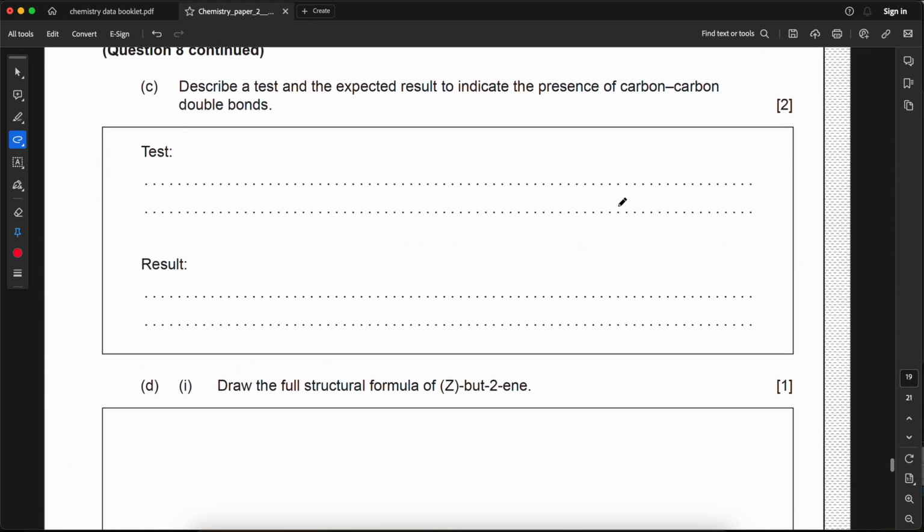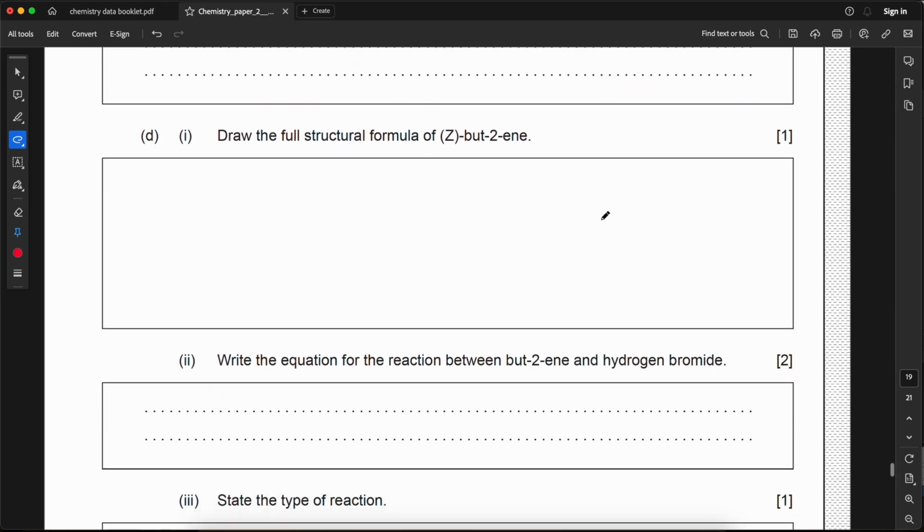Describe a test and the expected result to indicate the presence of a carbon-carbon double bond. So to check whether it's an alkene or not, add bromine water. Bromine water has an orange color. So if it's an alkene, the orange color will turn colorless. Okay, if it's an alkane, the orange bromine water will not change. The color will stay the same.